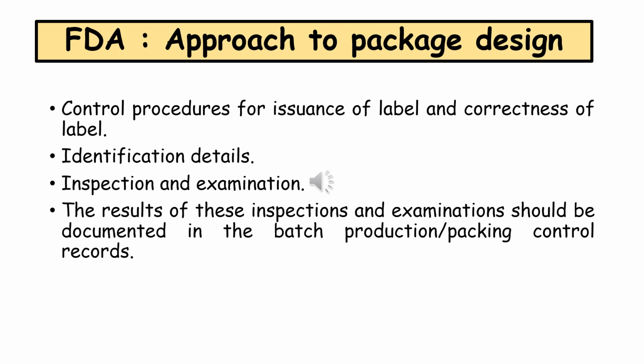The guideline states that there should be control procedures for issuance of label and correctness of label. All the packages and labels should carry identification details and should be properly inspected and examined, and results of all these inspections and examinations should be documented in batch production record.